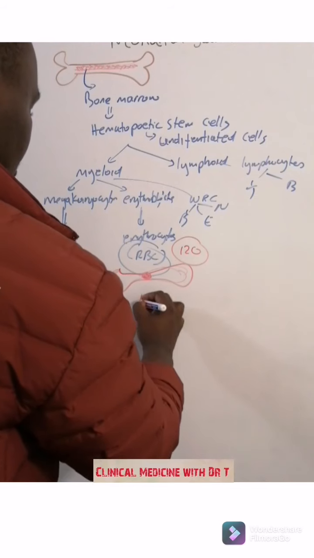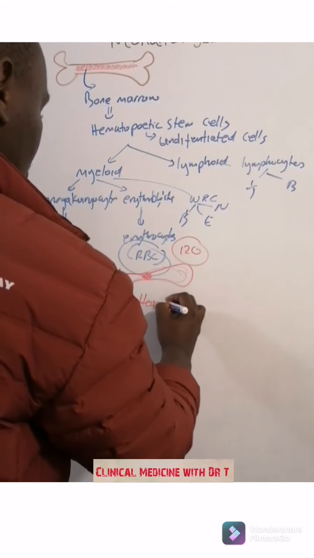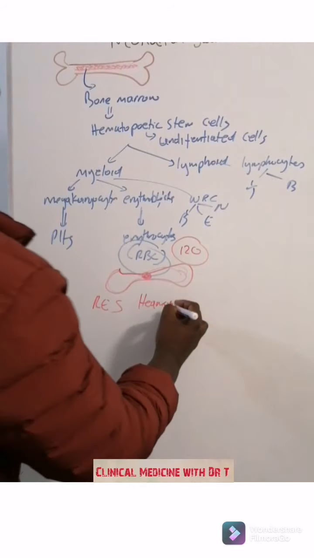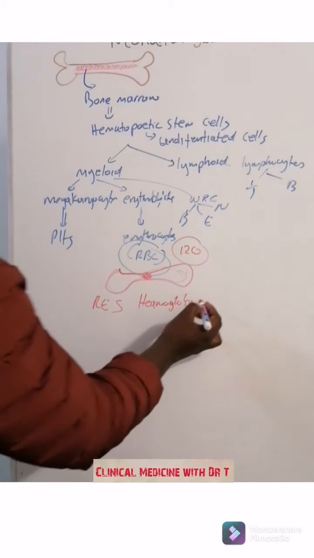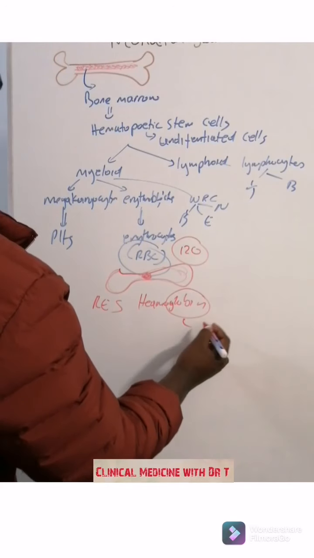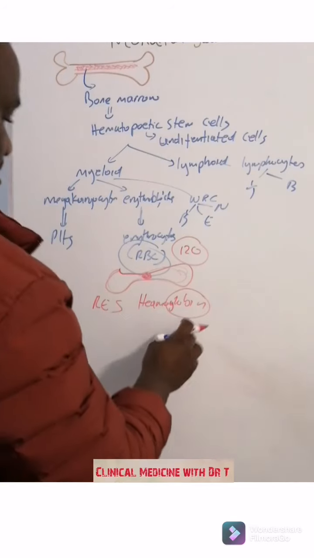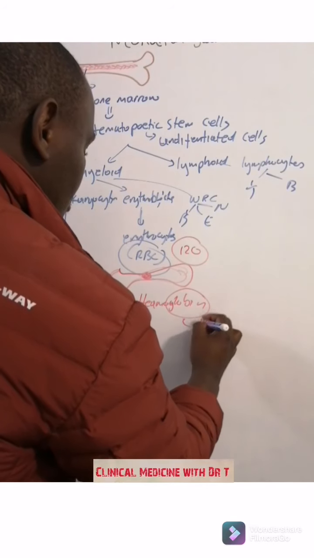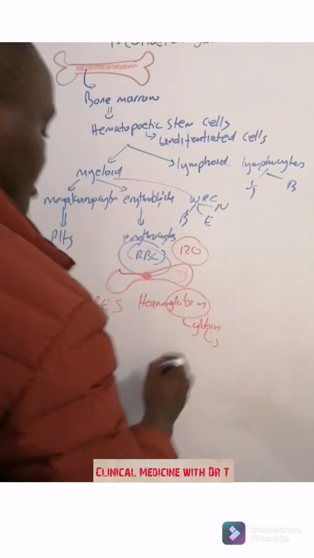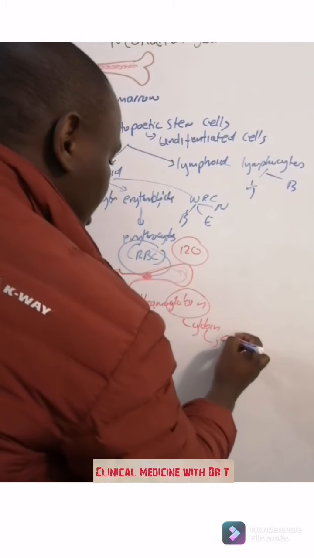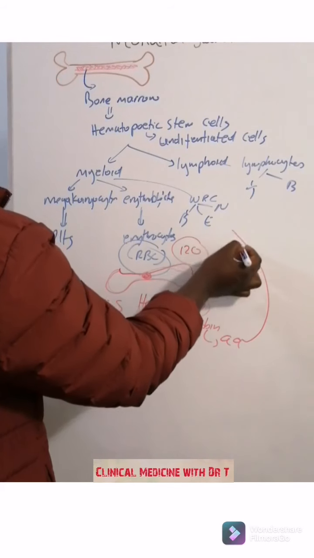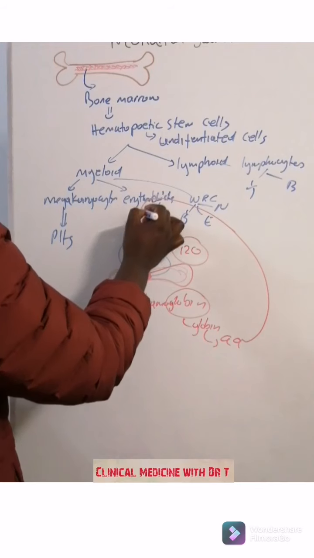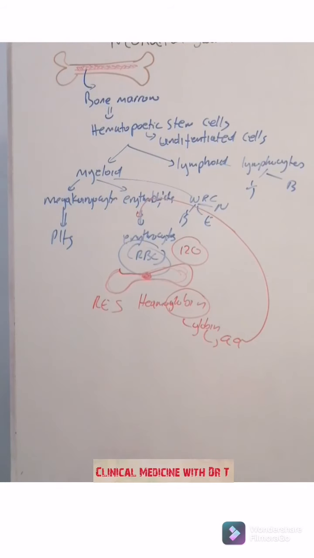So the hemoglobin part will be broken down into the globin. The globin is the protein part. That globin will be further broken down into amino acids. These amino acids will be taken back, and then they will participate in erythropoiesis again to form hemoglobin once more.